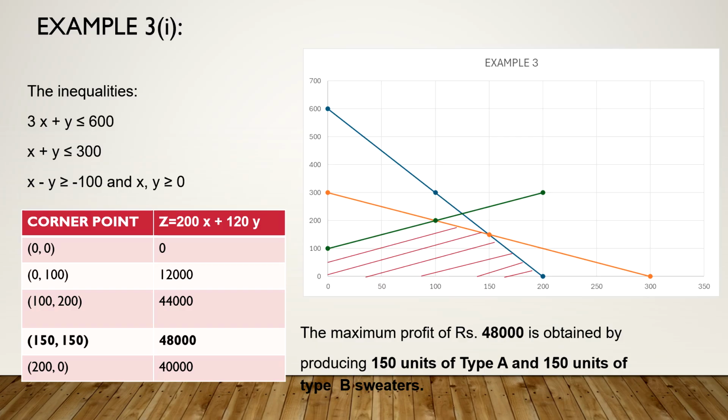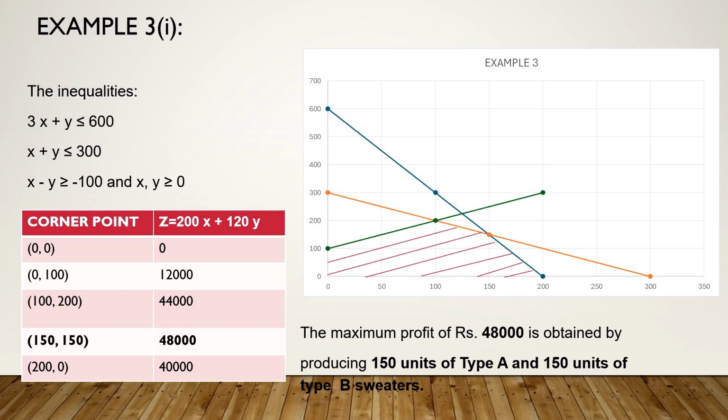So, first inequality is 3x plus y less than or equal to 600. So, all the points which are below this line, 3x plus y is equal to 600, will be there in the feasible region. Second thing is x plus y less than or equal to 300. So same thing, all which are below this line will be in the feasible region.